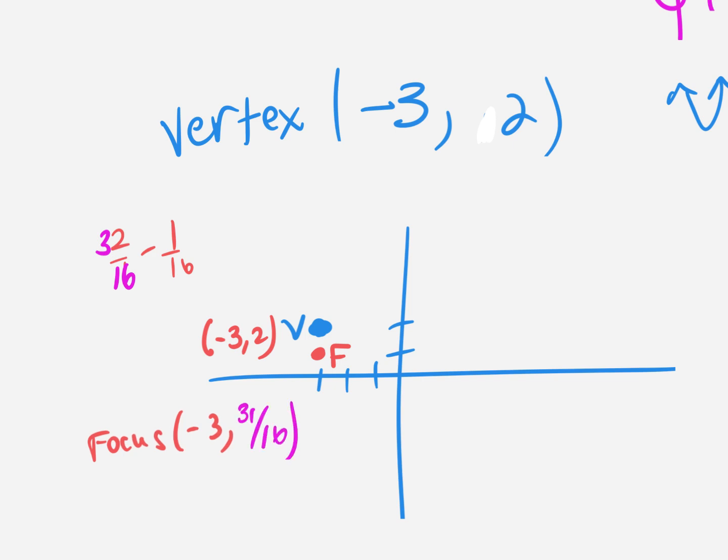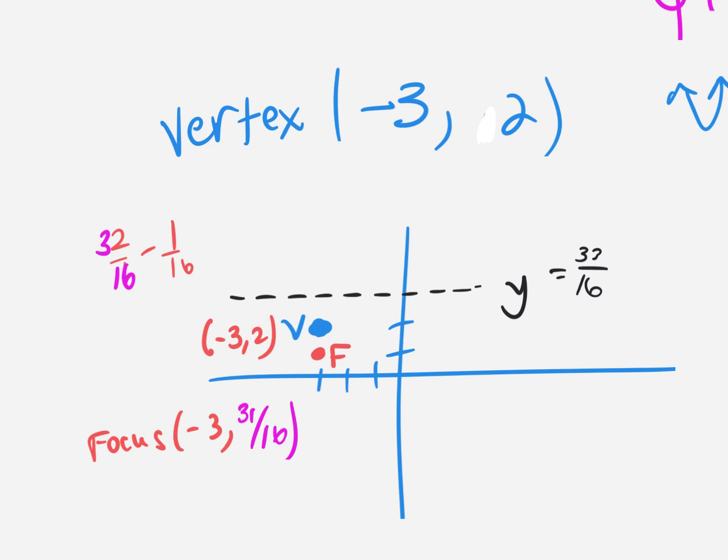Okay. So then my directrix from the focus, which way am I moving for my directrix? Am I moving down or am I moving up? Up. So my directrix is going to be this line here. But what is that y value? From 32 over 16, I went up 1. So it's what? 33 over 16. Good. And then how would you find the y-intercept?